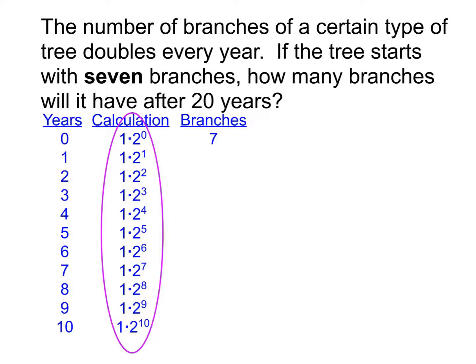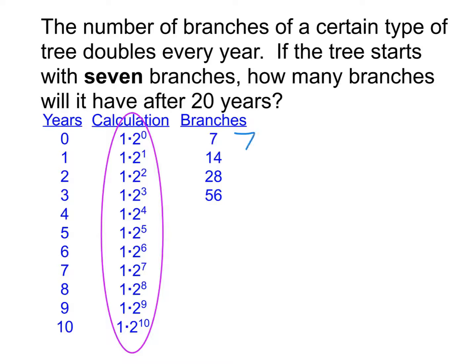We're still doubling the number each year. So my next one's going to be 14. So that means that I ended up doing 7 times 2. Okay, and then if I double that, I get 28. If I double that, I get 56. Do you already see the pattern, though?